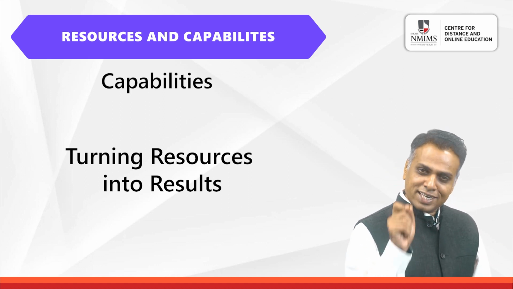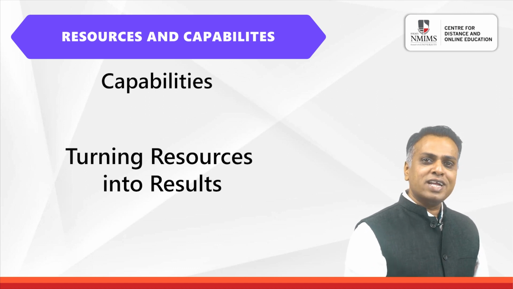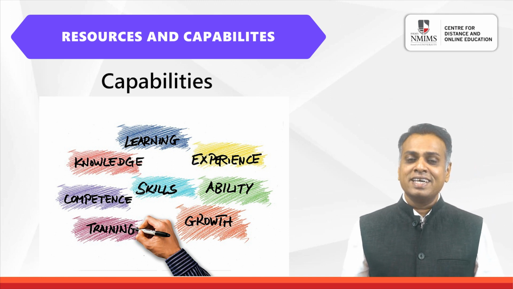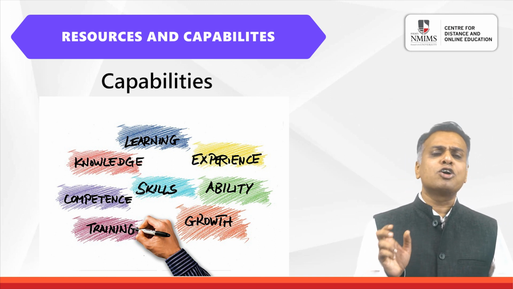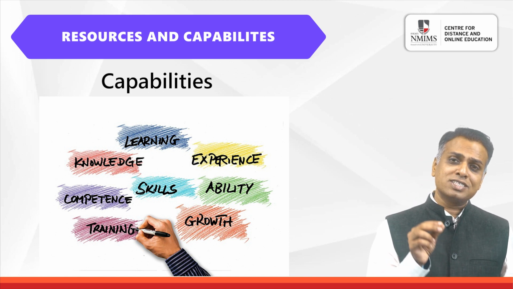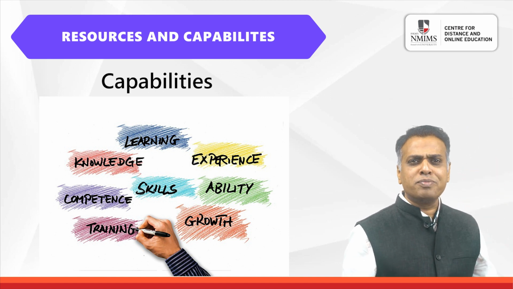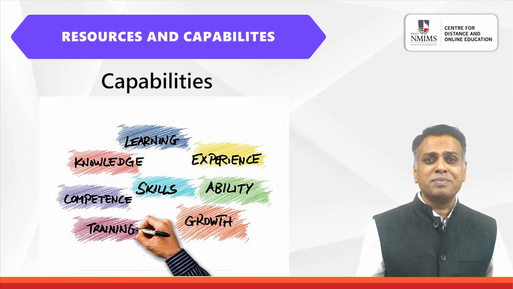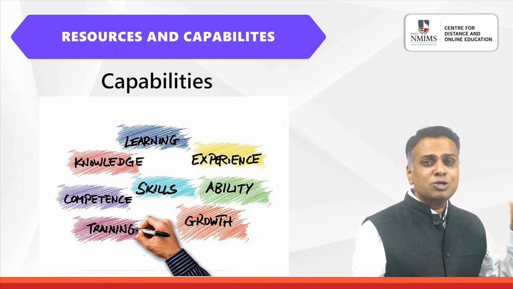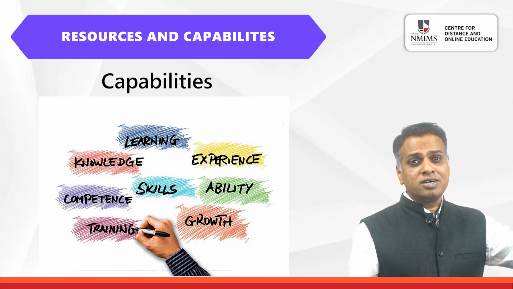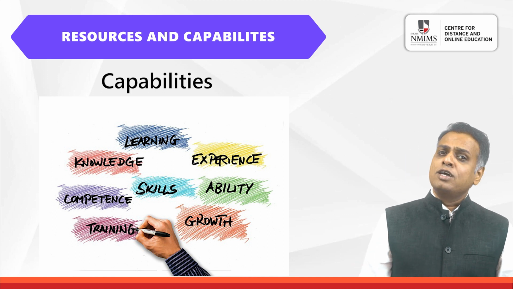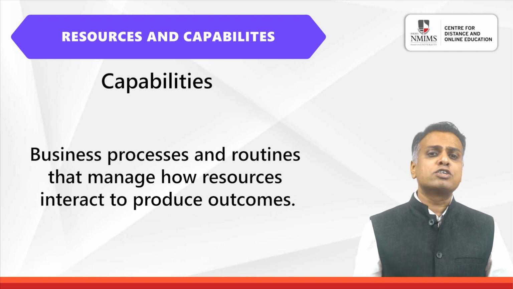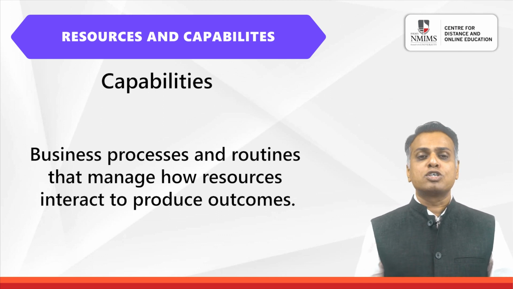Convert your resources into results, into some outcome, so that it starts growing for you. And for that you will need capabilities. Capabilities are what enable a corporation to utilize its resources effectively. You might be a cash rich company, but you don't have enough capabilities to convert that cash into a stronger product for the future. So they consist of the business processes and routines that manage how resources interact to produce outcomes.